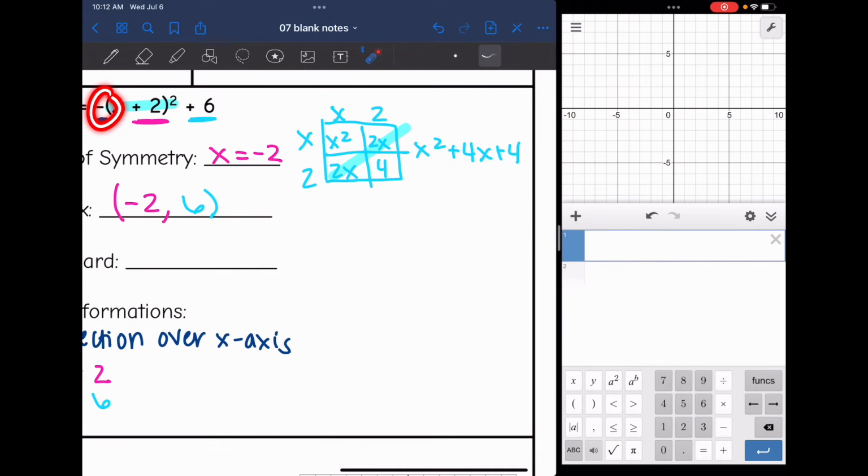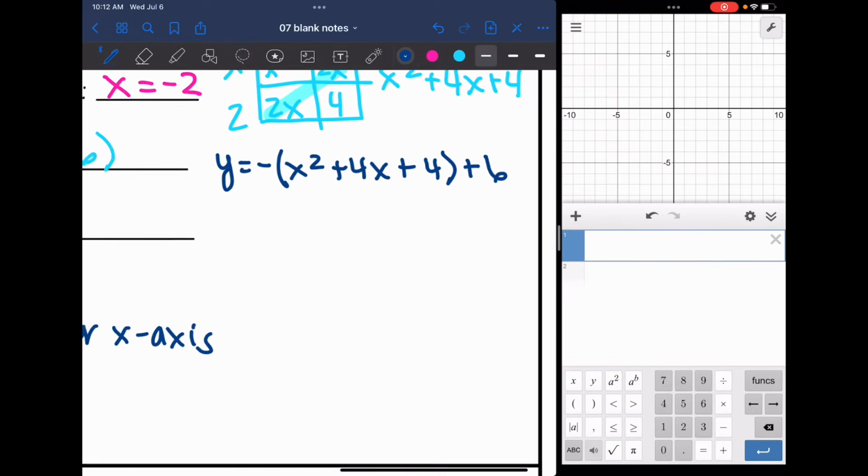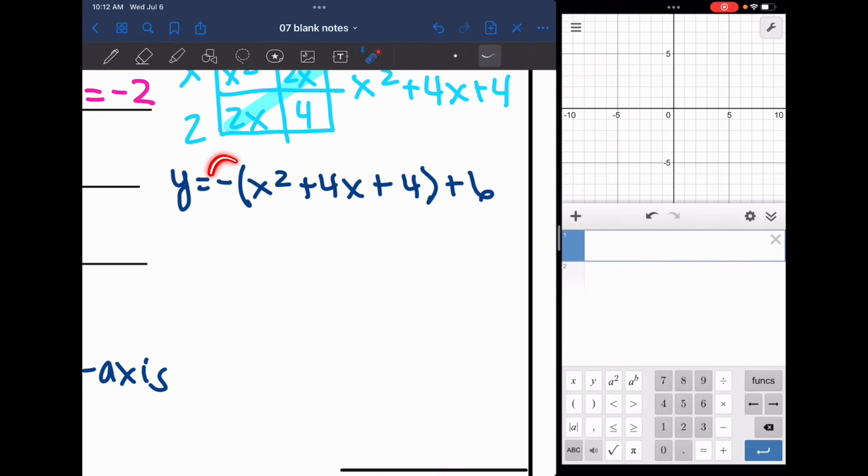I need to make sure I keep that negative sign out front of the parentheses because I'm going to have to distribute that negative. So it'll be y equals negative parentheses x squared plus 4x plus 4, plus 6. Okay, so now I need to distribute this negative. I'm just changing the signs of everything inside the parentheses. You could think of it as distributing a negative 1 if you wanted.